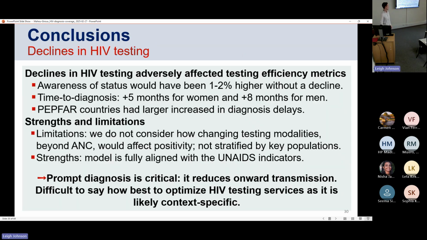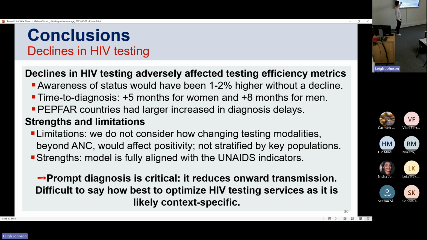Conclusion is that HIV status awareness would have been 1 or 2% higher without a decline. Time to diagnosis, which is a more sensitive metric, would have shown a 5 to 8 month increase in time to diagnosis. So this is time where people remain infectious, contribute to onward transmission, and PEPFAR countries have the largest increase in diagnosis delay, but there were also diagnosis delays in the other countries.